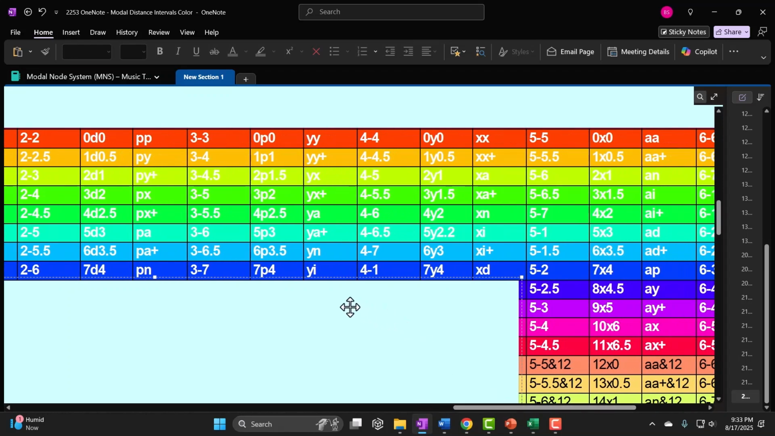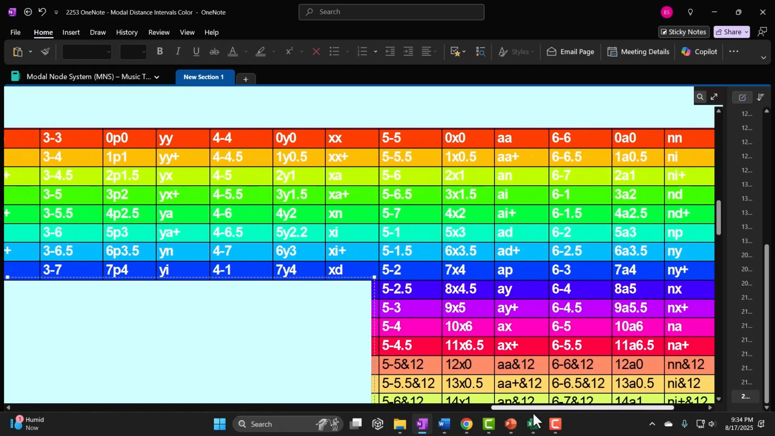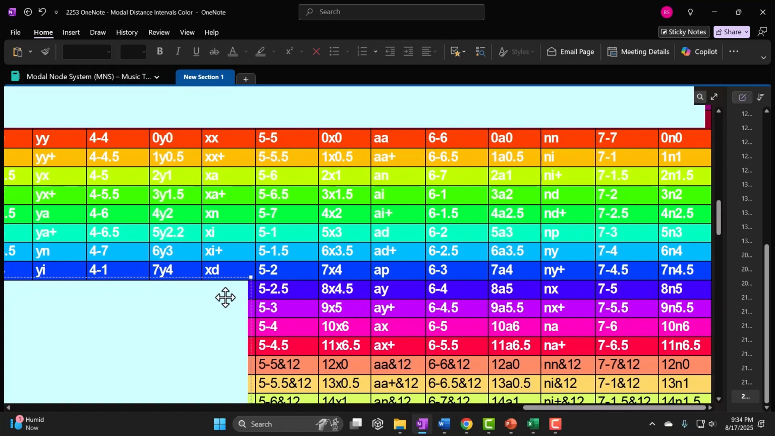If I start on the Lydian and I go up 7, it would be a Y-I modal range, a 4-1 modal range. 7 notes up from the Lydian would be 4 modal half steps up or a 5th scale degree. On the Mixolydian, I'd land on the Dorian, an X-D modal range, 5-2 modal range, 7 notes up from the Mixolydian, 4 modal half steps, which would be the 5th scale degree. If I go from the Aeolian, it'd be an A-P modal range, landing on the Phrygian, a 6-3 modal range, meaning 7 notes up from the Aeolian, 4 modal half steps, which would be 5th scale degree, which would be a perfect 5th.